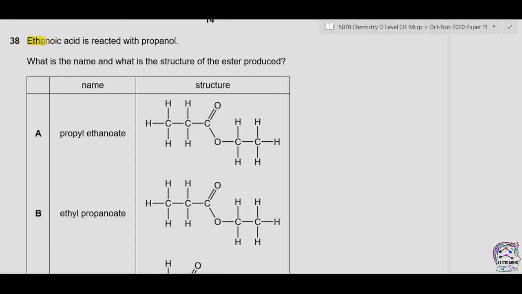Question 38. Ethanoic acid is reacted with propanol. What is the name and what is the structure of the ester produced? The reaction between ethanoic acid and propanol is esterification. We can write the reactants. One is ethanoic acid, which is CH3 C double bond O OH. Second is propanol. It consists of 3 carbon atoms and OH is also present. Now both these will react and a water molecule is produced.